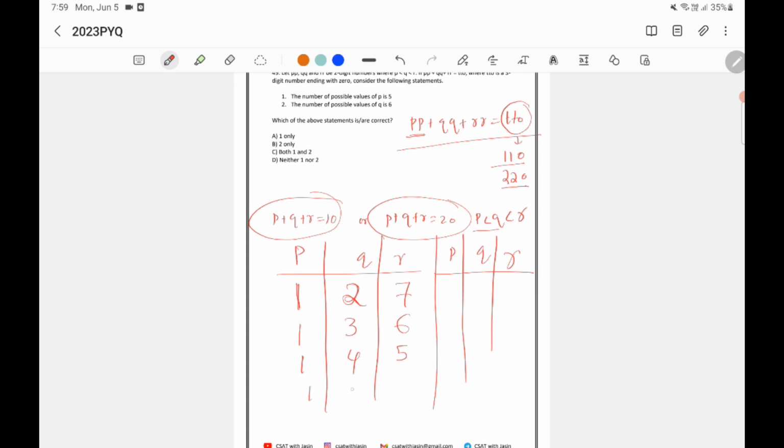Now if this is 1 and this is 5, then this will become 4. But R is greater than Q, so this will not come. So the possibilities of P is equal to 1 is finished. Now I am taking 2 here.